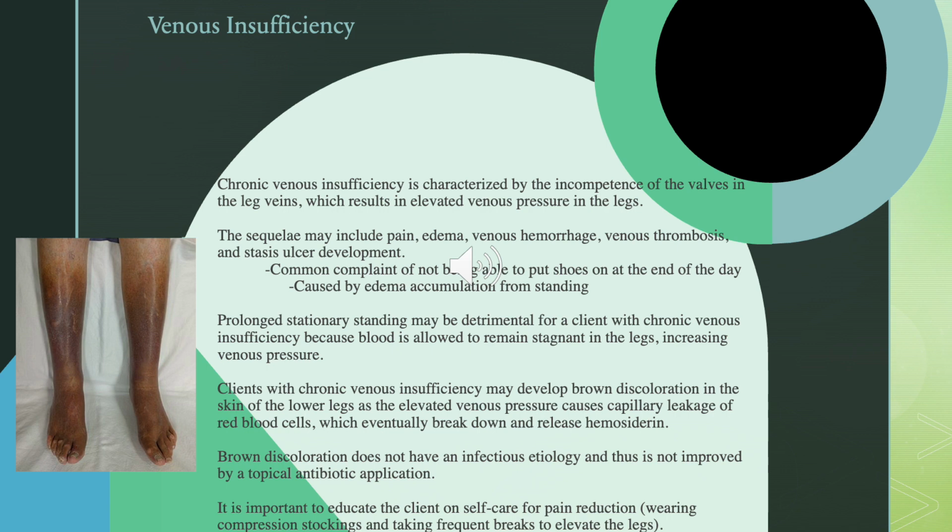The capillary leakage is such a big deal, mixing with the red blood cells, which is why it stains. I don't need you to know what it breaks down to, so don't worry about knowing that it's hemosiderin specifically, but know that that is a part of it. I'm not going to test you on that. That's a little too much. It doesn't have an infectious etiology, so it's not going to be improved by any antibiotic or topical application.